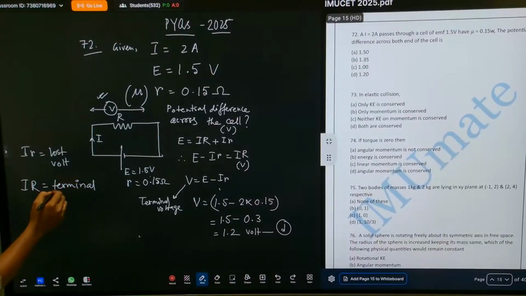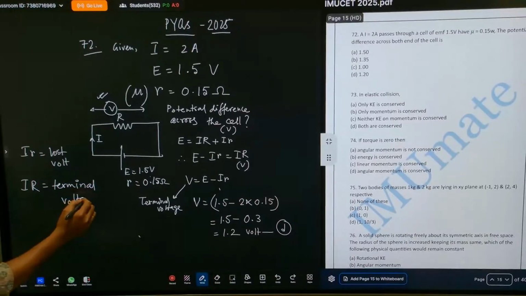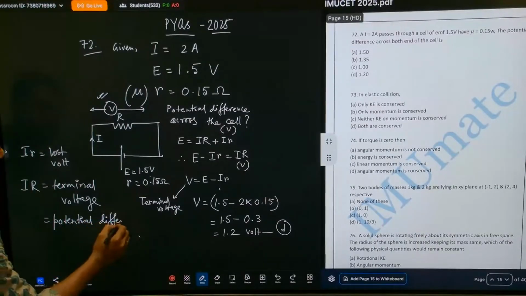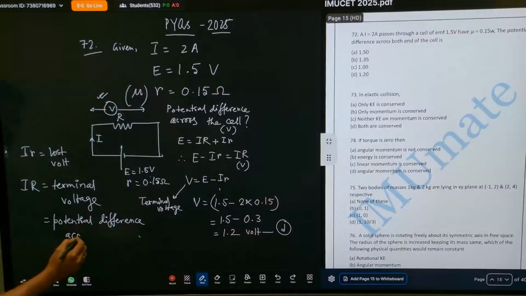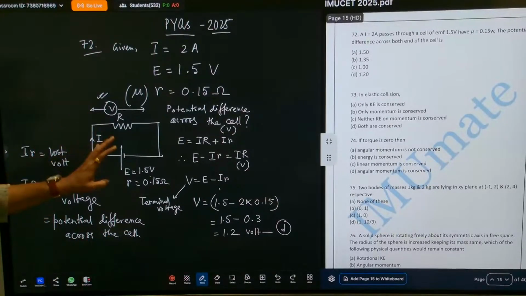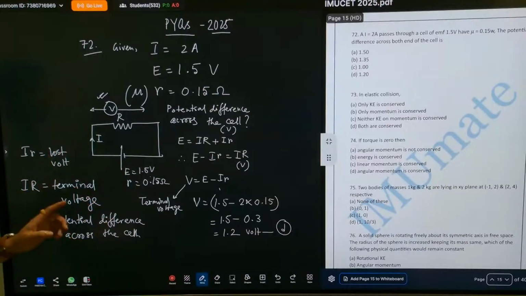terminal voltage. Do remember this. If they ask for terminal voltage, which means potential difference across the cell. Okay, so I've covered all the parts, all the things related with this kind of numericals. If they ask for lost volt, which means they are asking I times small r. If they are asking for terminal voltage or potential difference across the cell, then they are asking I times capital R. Okay.